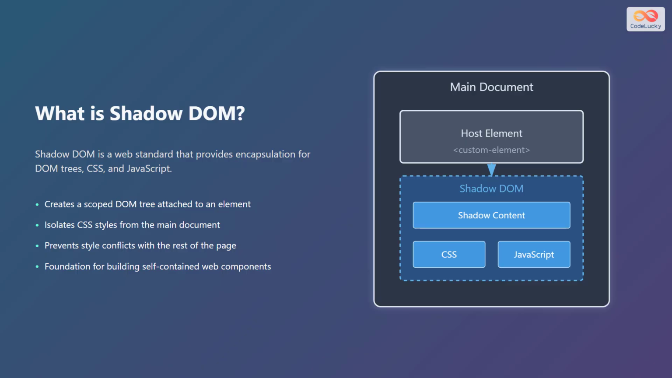In this diagram, the gray portion represents the main document. Inside the main document, we have a host element, which is the custom element. The blue box indicates the shadow document object model. Inside that, you have the shadow content and the cascading style sheets and JavaScript.